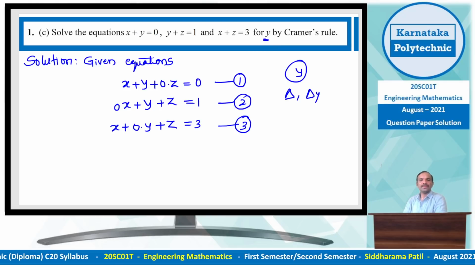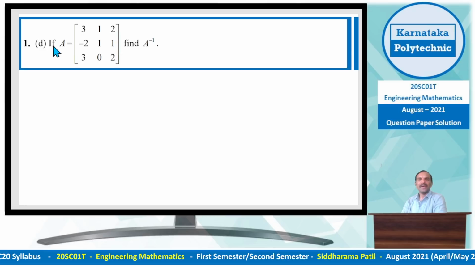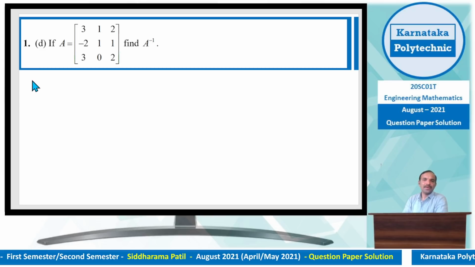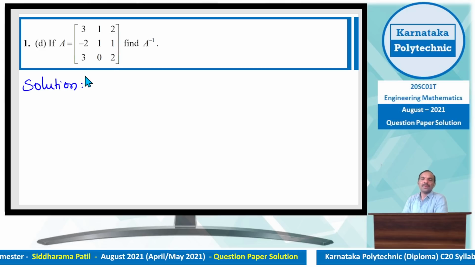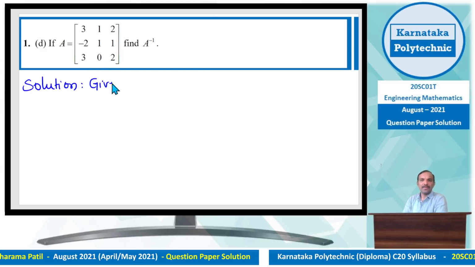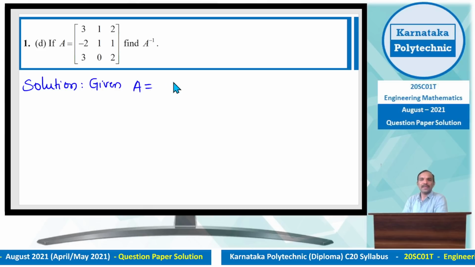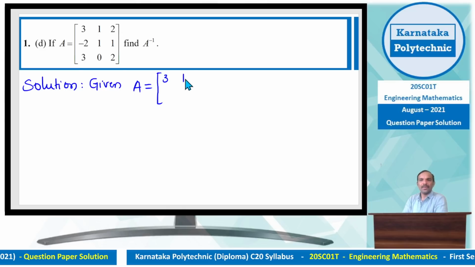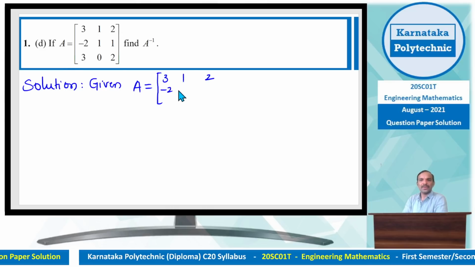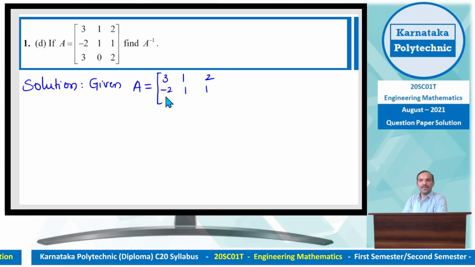Now moving to 1D. If A equal to the matrix 3 1 2, minus 2 1 1, 3 0 2, find A inverse. Solution: first write down the given matrix. Given A equal to, it is a 3 cross 3 matrix, 3 1 2, minus 2 1 1, 3 0 2.